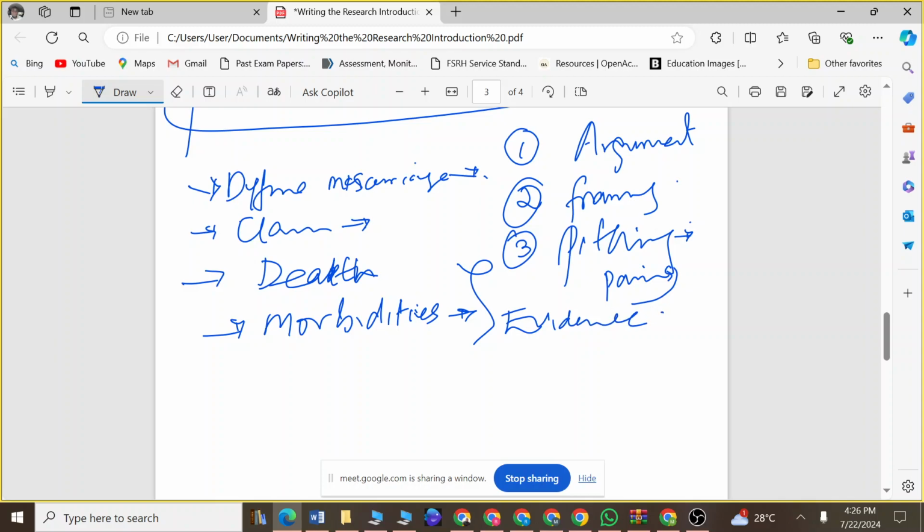Okay, so you have opened someone's eyes to look at, okay, this is the problem you're having. Okay, so now you go ahead. The next part is now framing. And framing and pitching are actually going concurrently.